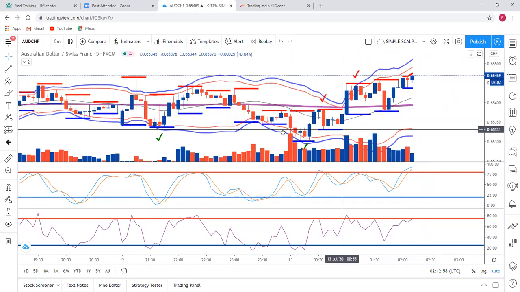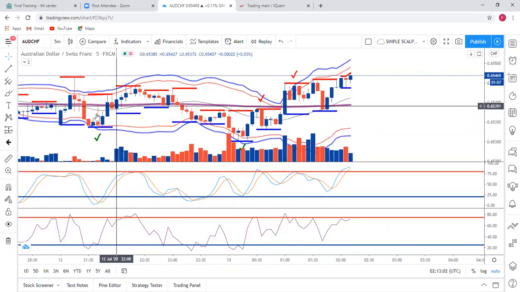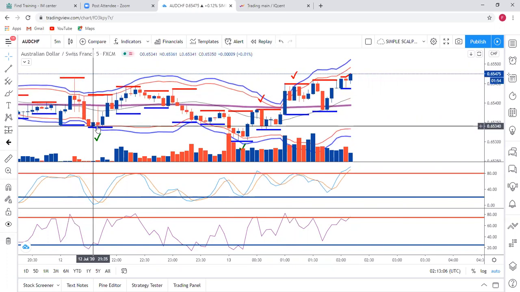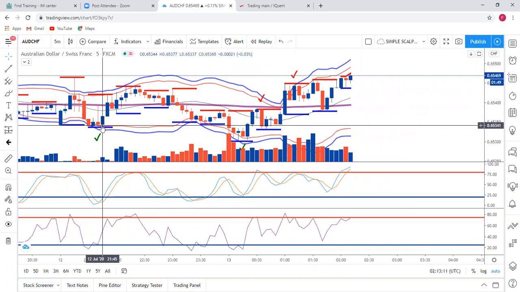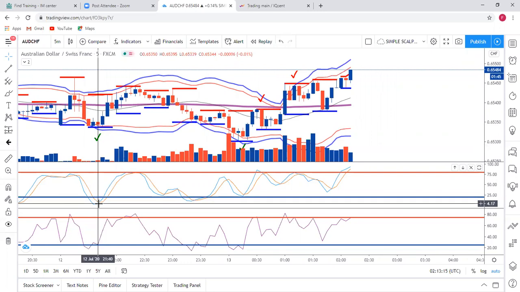Now, if I want to take a buy trade, and let's say the market comes down to my lower Bollinger Band, I'm looking at taking my trade at the lower Bollinger Band. My RSI and my stochastic must show me that price is coming down.